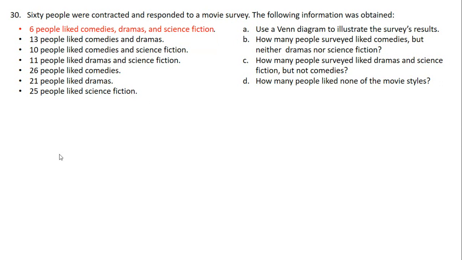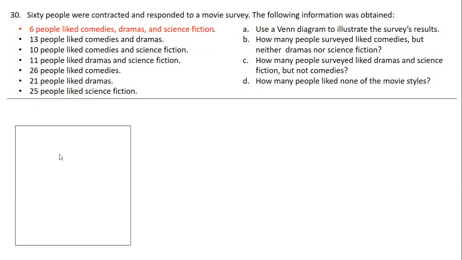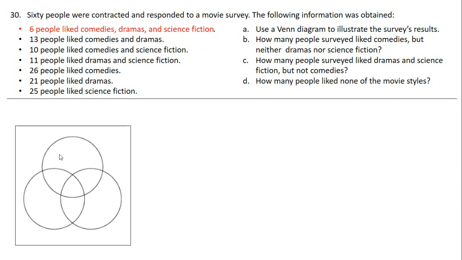Okay, so the first thing that we need to know is our universe, right? Our universe is going to be a rectangle box. Okay, we have 3 things going on. We have 3 sets. We have comedies, dramas, and science fiction. So we're going to have 3 circles, right? So we can label them however we want. So first, we start with our universe. Our universe is everybody that got surveyed. So if I add all of the numbers here, that's going to equal 60.